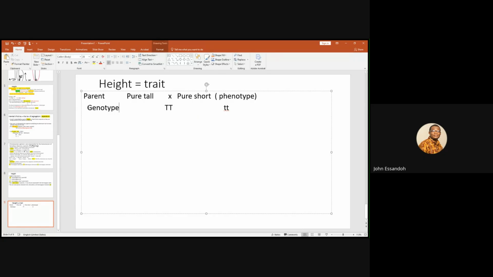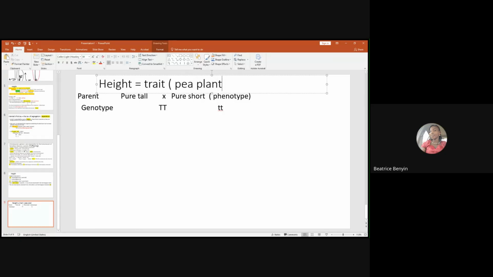Hello, Doc. Hello. Please, this height that we are coming to do, is it for a pea or for human? It's the pea plant. We are still on pea plant. We are talking about what Mendel did. We are repeating what Mendel did in the light of what modern day people know. So still on Mendel's experiment.